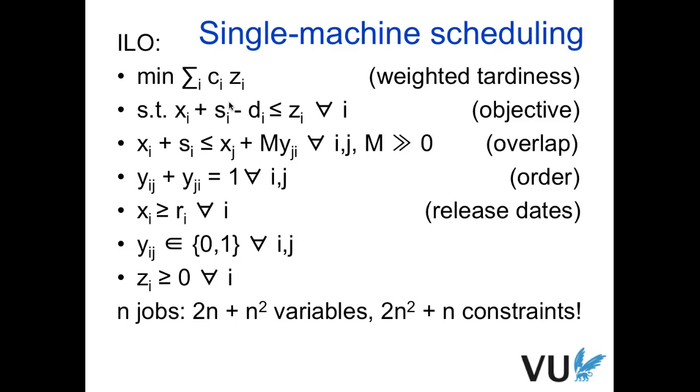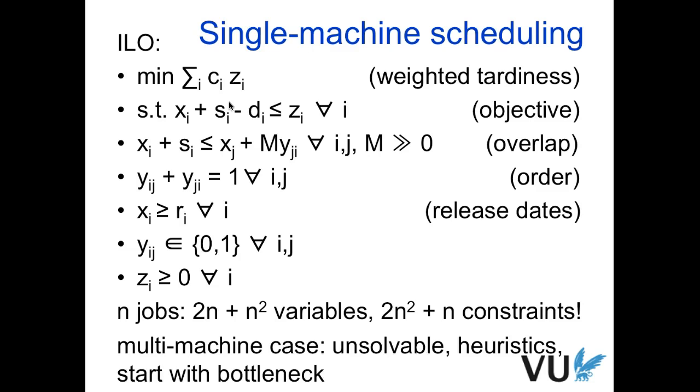As you can see, if n is the number of jobs, then you get a quadratic number of variables and constraints. But there are efficient solvers for pretty big problems, so you can efficiently solve this. Of course, when you move on to a multi-machine case, then it really gets big, and the number of possibilities really explodes. And then this is in practice unsolvable.